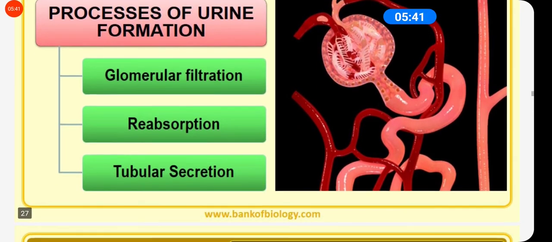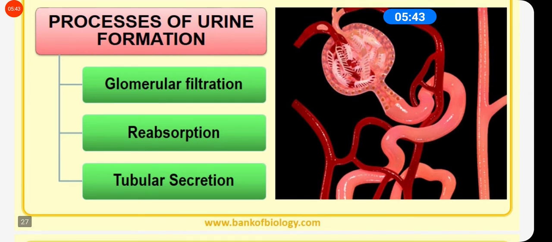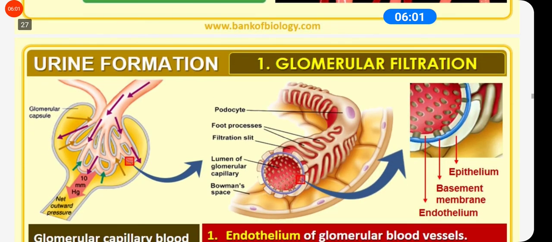Now how is urine formed? The formation of urine takes place by three processes. First is glomerular filtration, second is reabsorption, and third is tubular secretion. I am repeating the steps: glomerular filtration, then reabsorption, and then tubular secretion.